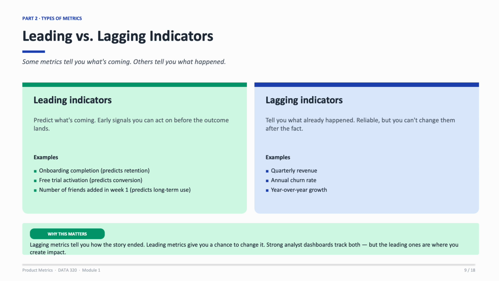So leading indicators predict what's coming. They fire before the outcome. Onboarding completion is a leading indicator for retention. If it drops this week, retention will drop in three weeks unless you intervene. Free trial activations is a leading indicator for conversion. And the number of friends added in week 1 is a leading indicator for long-term retention on a social platform.